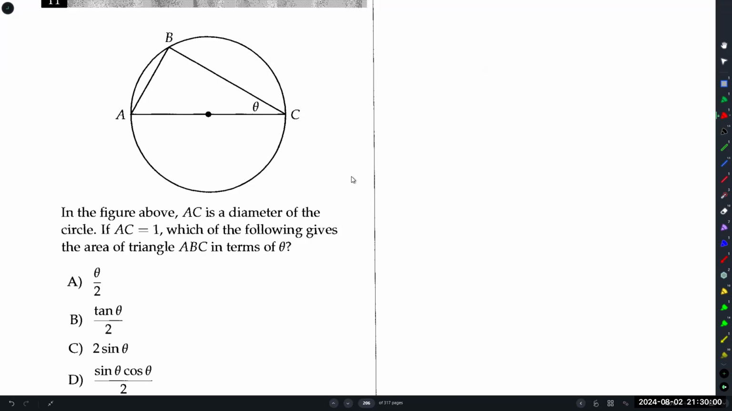Sure. So what do we have here? You have AC, AC is 1. This is 1, this is 90, this is 90. Diameter always makes 90. Okay. Area is half AB into BC.